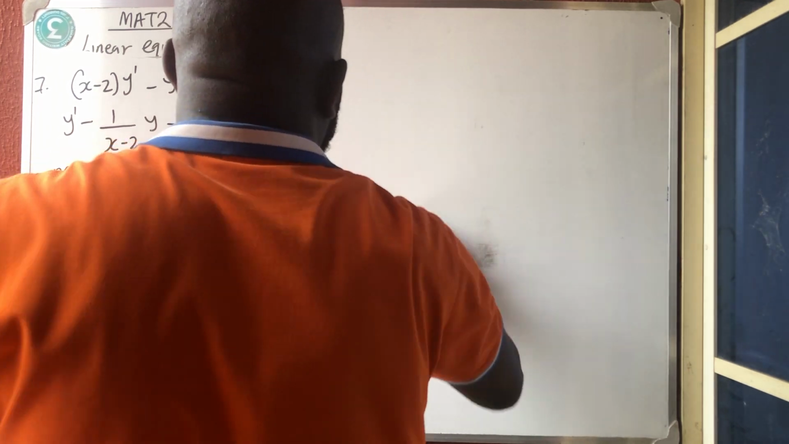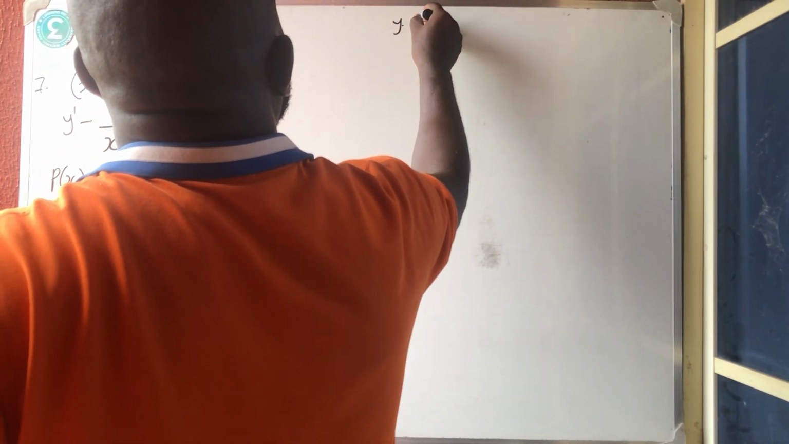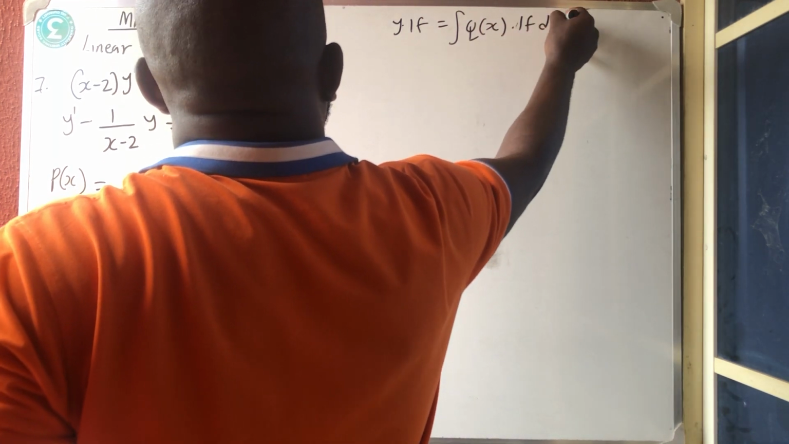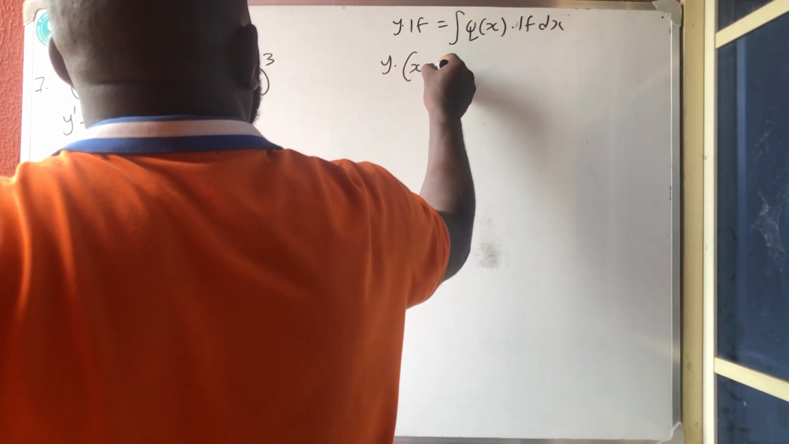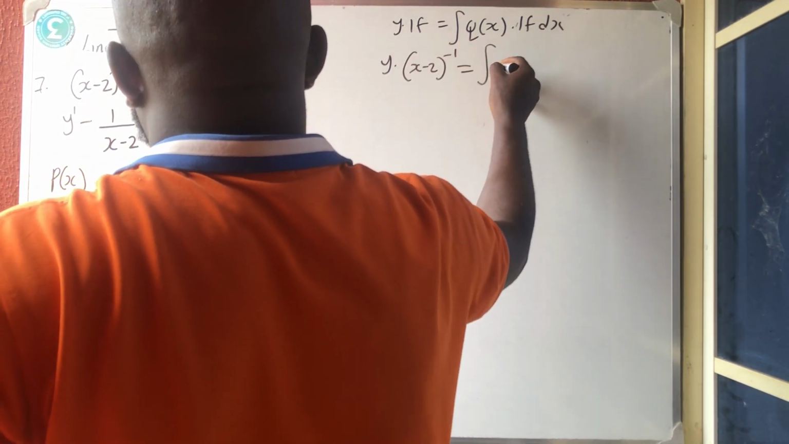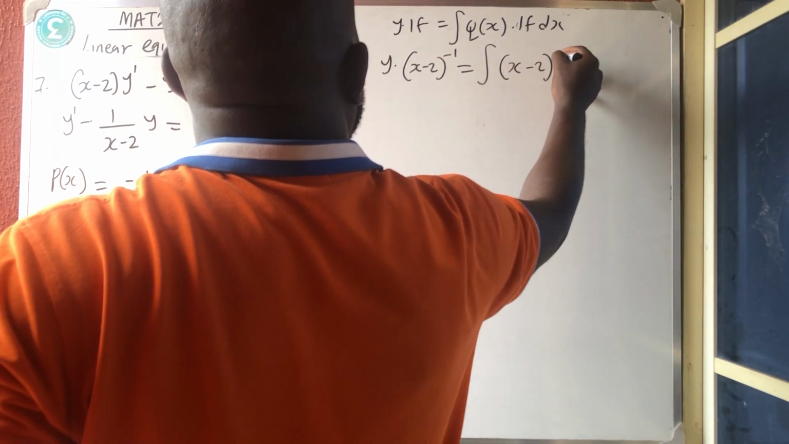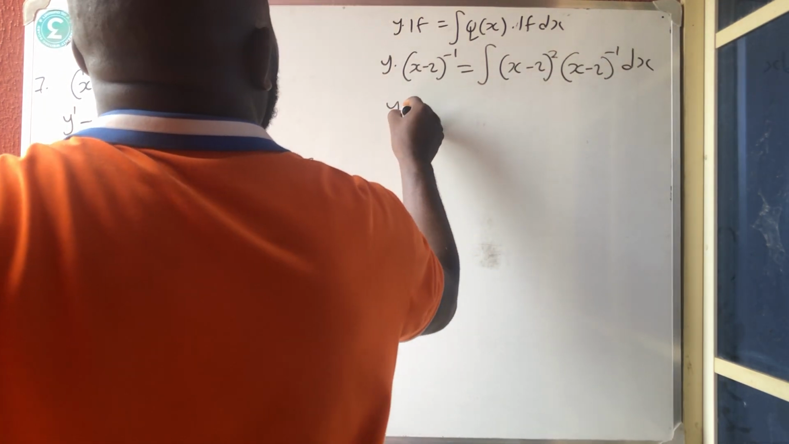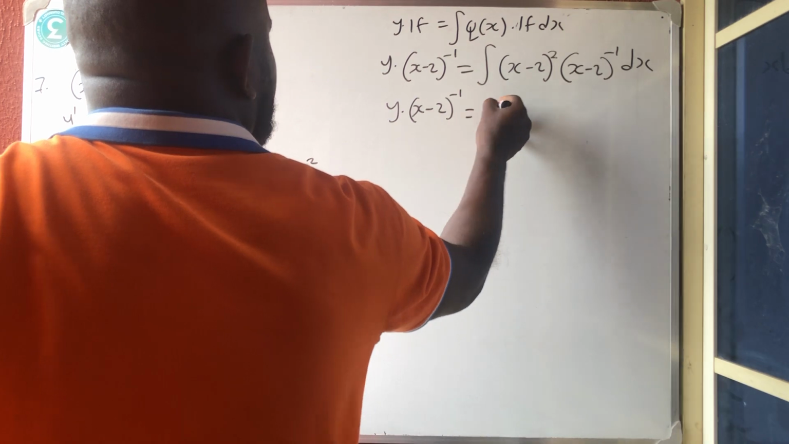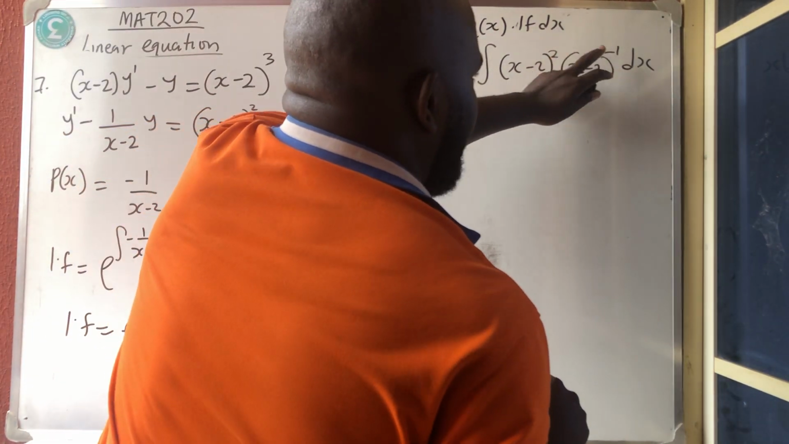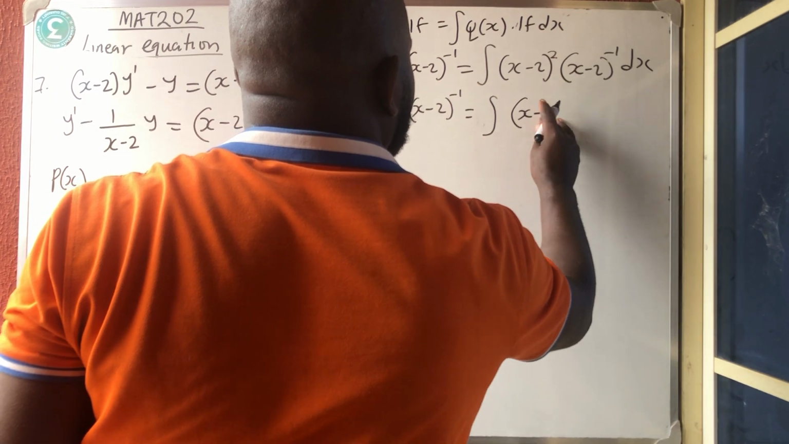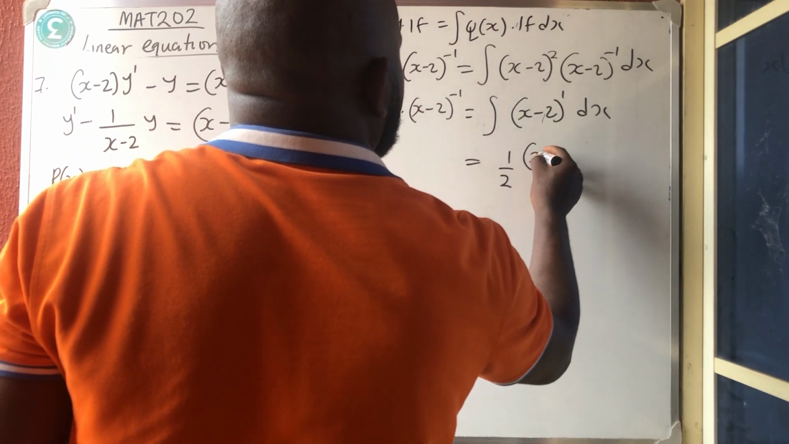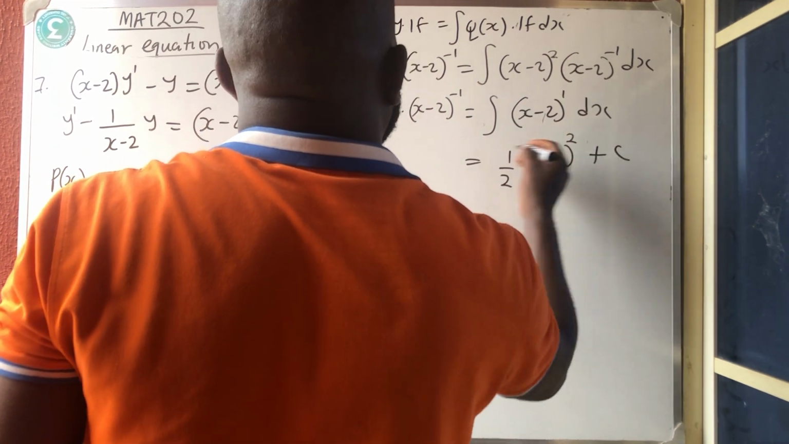So since I've gotten my integrating factor, my answer becomes y dot integrating factor is equal to the integral of q of x dot integrating factor dx. So I'm having y times (x minus 2) all raised to power minus 1 is equal to the integral of (x minus 2) all raised to power 2 times (x minus 2) all raised to power minus 1 dx. Indices, this minus this will give you (x minus 2) raised to power 1 dx. So I'm having 1 over 2 (x minus 2) all squared plus a constant.